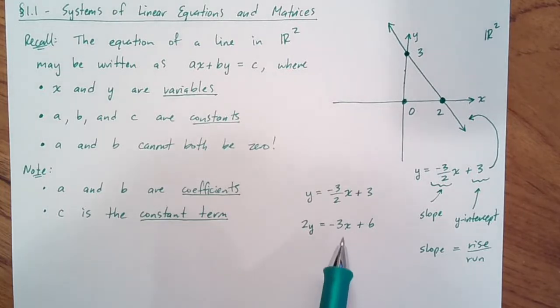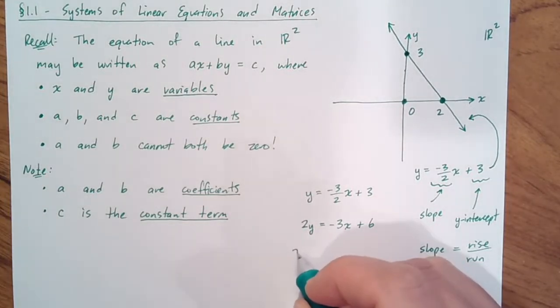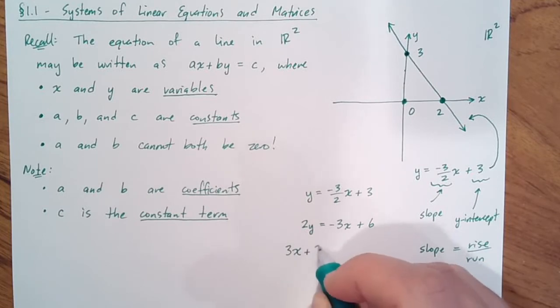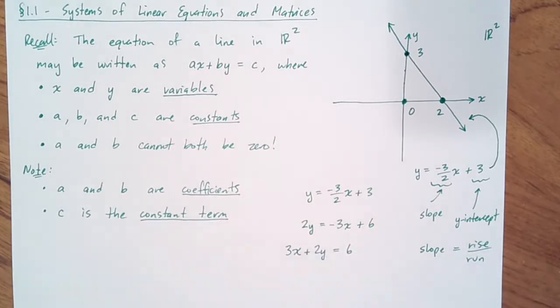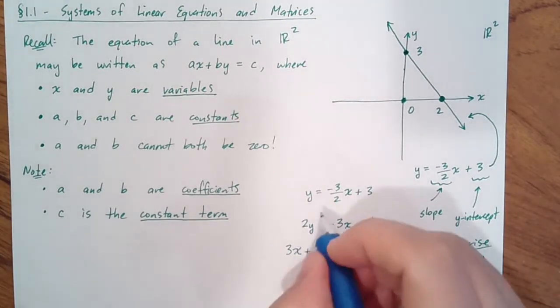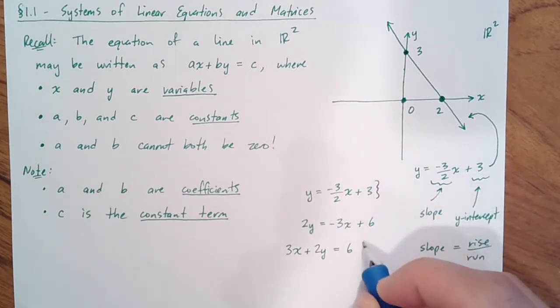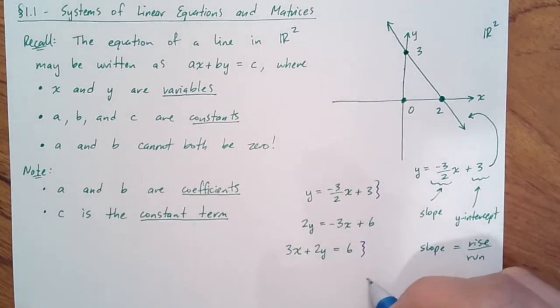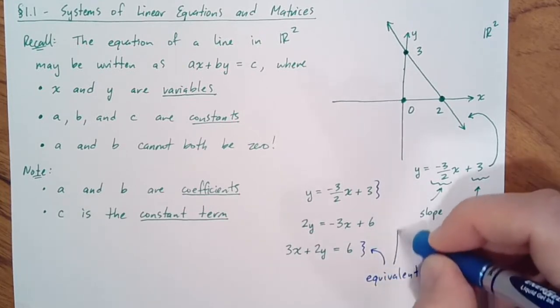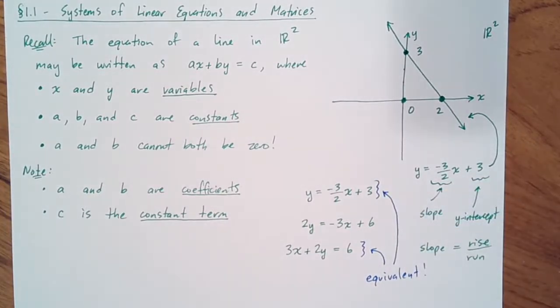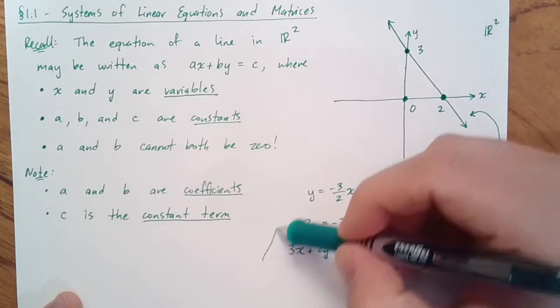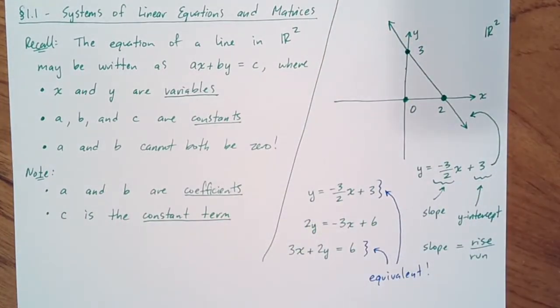Well, I could add 3x to both sides, and I'd end up with 3x plus 2y is equal to 6. And these two equations, this one here and this one here, are equivalent. They're the same. They're different ways of writing the same relationship. You could say they're different equations, but they really represent the same line. So I just wanted to make that point. Let me draw a line here just to separate this. I don't want those two ideas to get blended together.